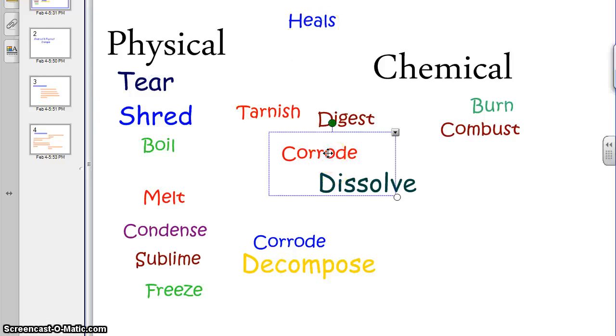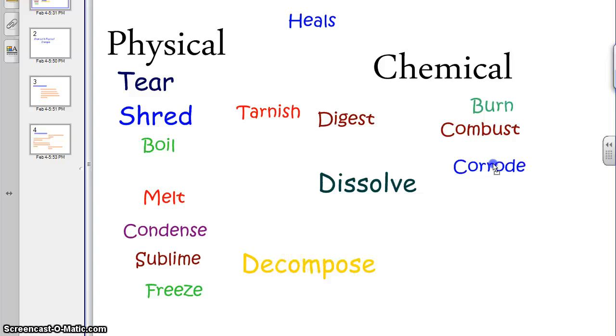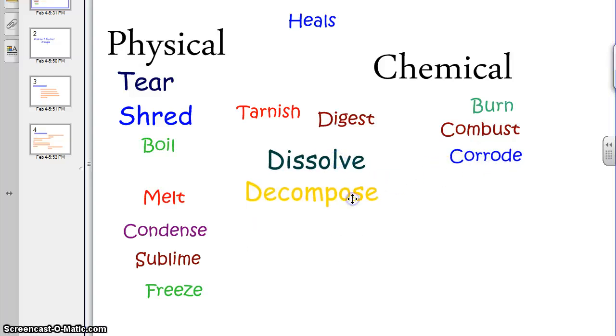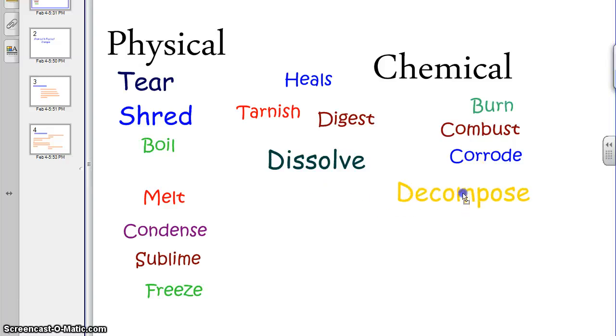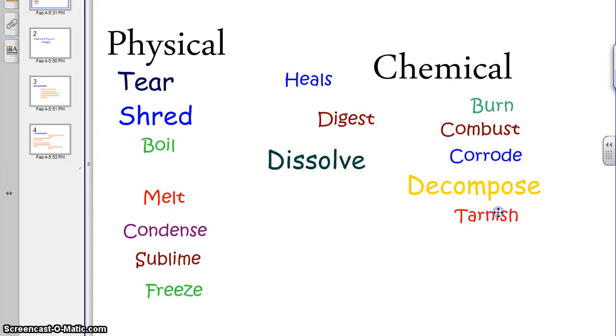Corrode. Corrode's in there twice, we only need it once. Corrode, if a battery corrodes. Corrosion is generally the result of some kind of chemical reaction, so that would go there. Decompose is another chemical term, usually not because it has to be per se, but it usually is a dead giveaway that you have a chemical reaction. Tarnish goes with corrode. If silver tarnishes, if something rusts, that would be a chemical reaction.